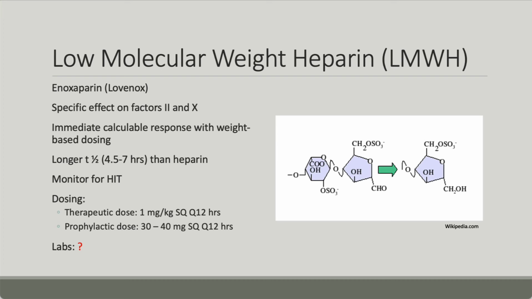But we don't use it as often for therapeutic anticoagulation because we have newer, cooler options. But again, the beauty of low molecular weight heparin is that we don't have to check a PTT. In fact, when we check a PTT, we don't even know what it means because it doesn't behave the same way as heparin does. So we just know that when we give an 80 kilogram person an 80 milligram dose every 12 hours, they are therapeutically anticoagulated.